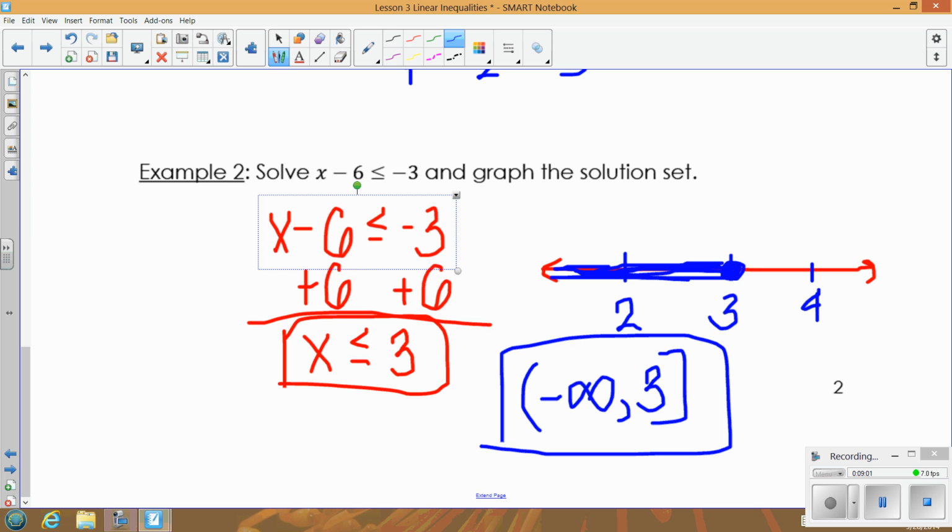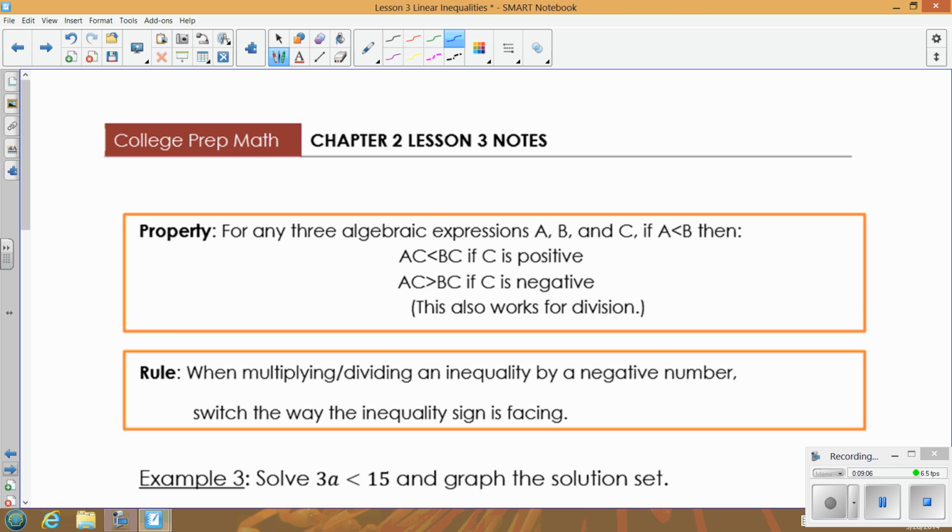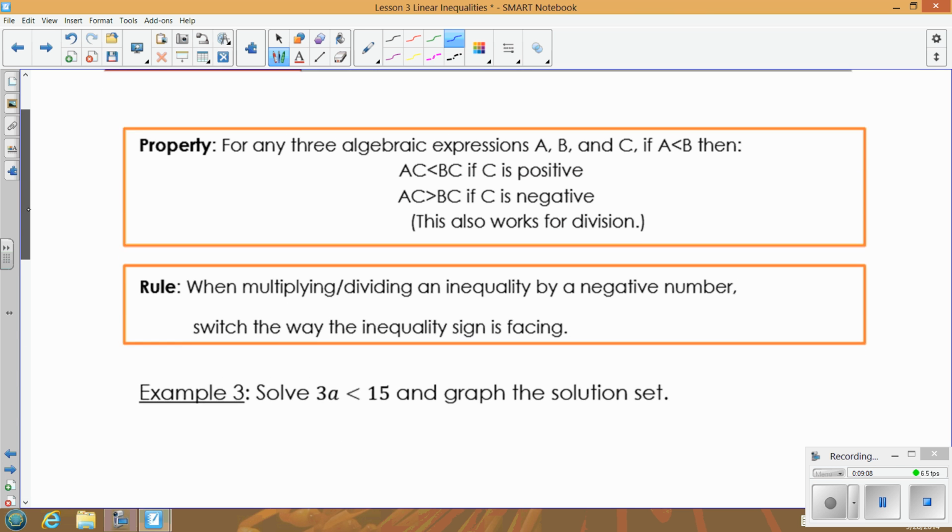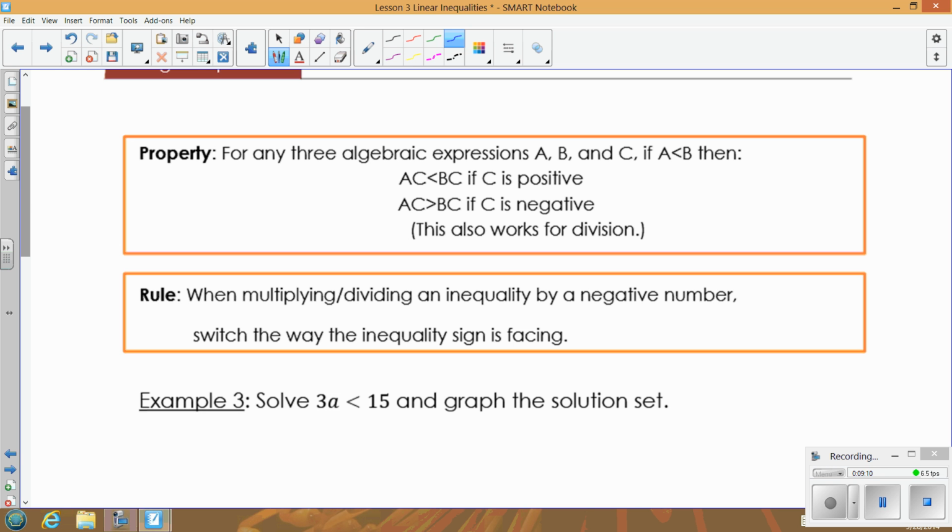All right, let's look at some examples now that involve multiplication and division. This is where there's a little bit of a difference. Whenever you start with something, so if A is less than B, and I multiply by a positive number, so C is this positive number, the direction of the inequality stays the same. It's not going to change. But if I multiply by a negative number, notice how the sign changes. And that's always going to be the case.